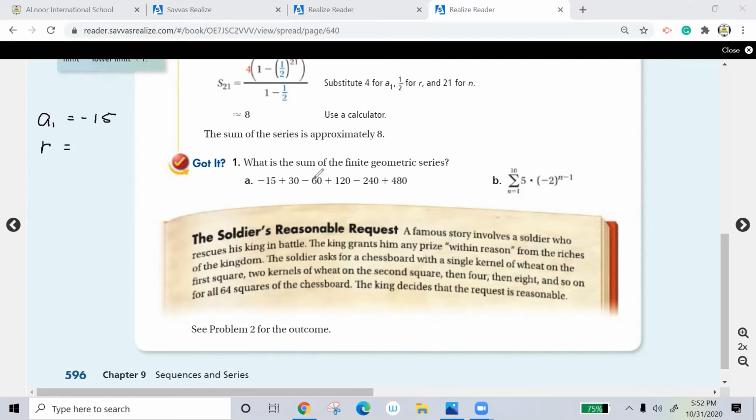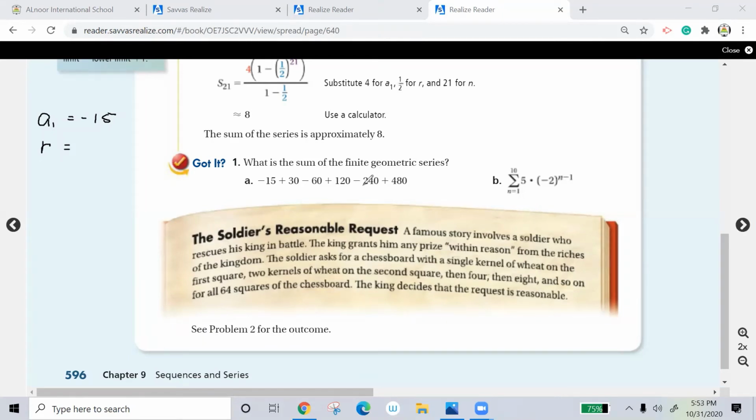Negative 60 divided by 30. Next, 120 divided by negative 60. Negative 240 divided by 120. 480 divided by negative 240.